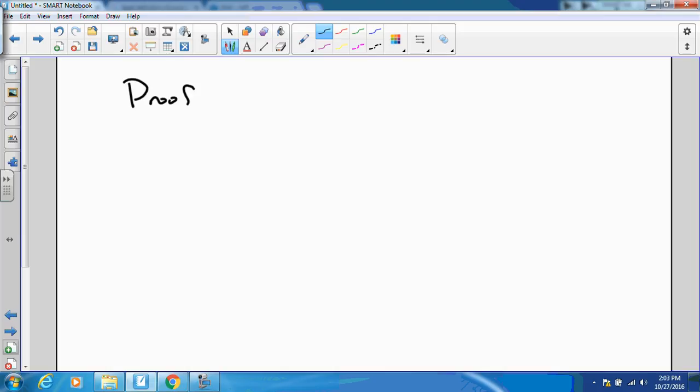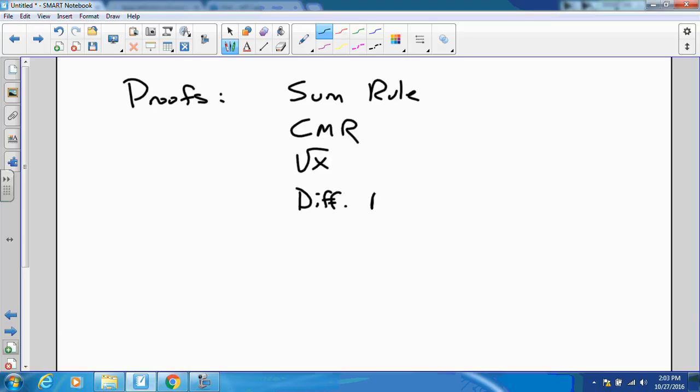The question came up in the other class, do we need to know proofs? There are some proofs that you will need to know, and I'm going to go ahead and promise you that I will ask you to prove one of the following derivative rules. Either sum rule, constant multiple rule, square root rule, or difference rule.